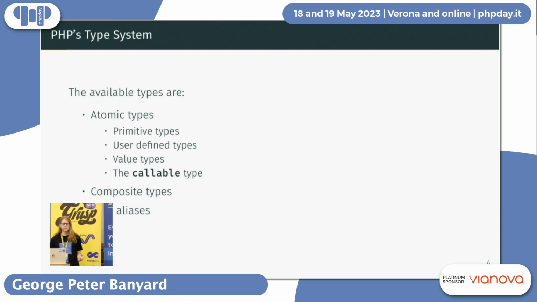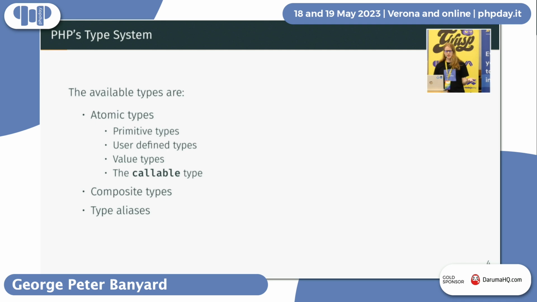PHP's type system is a bit complicated and has various elements. It's split into different categories. We have things we call atomic types, which are a single unit of a type, which can be primitive types, user-defined types, value types, or the callable type, which is its own glorious mess. Composite types are basically composing them together, and then we also have a notion of type aliases in PHP.